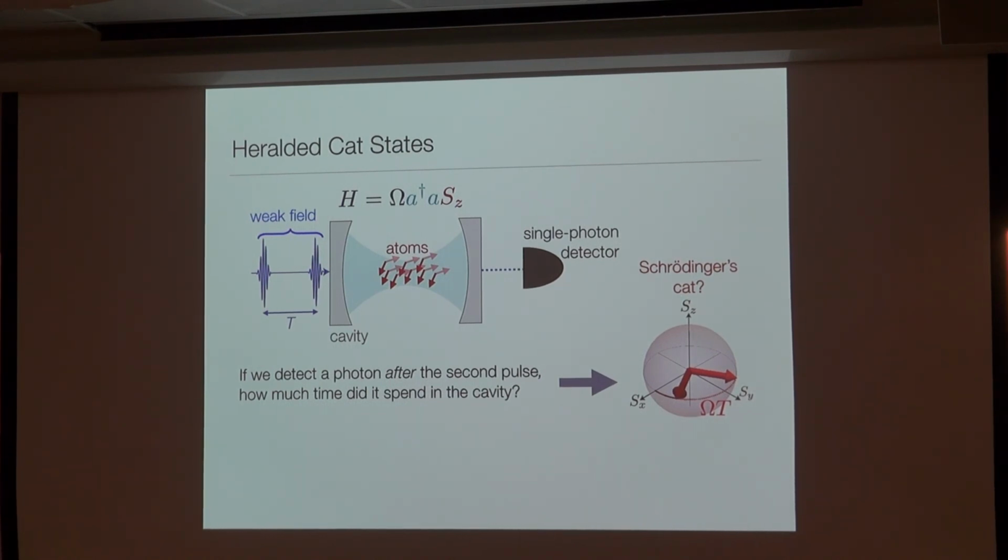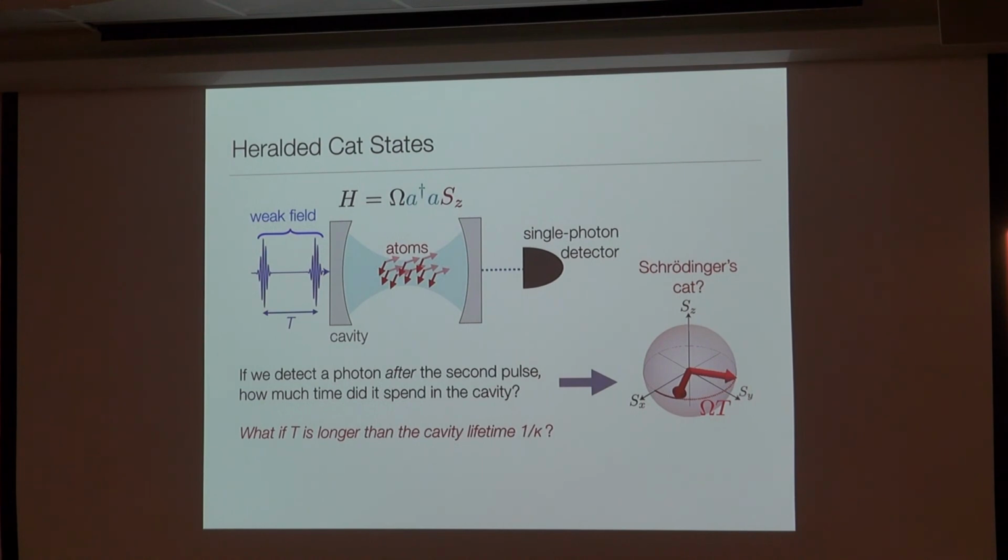Anyway, I'm going to say yes. It's a superposition. Whether it's equal, I have no idea. But actually, it seems like maybe it shouldn't. What if this time is longer than the cavity lifetime? Then it's very unlikely that the photon will actually have gone in the first pulse. It probably went in the second pulse.